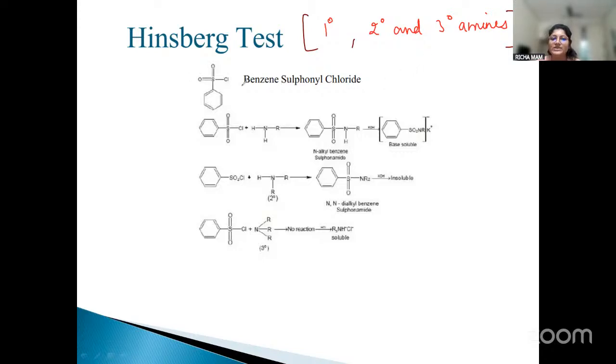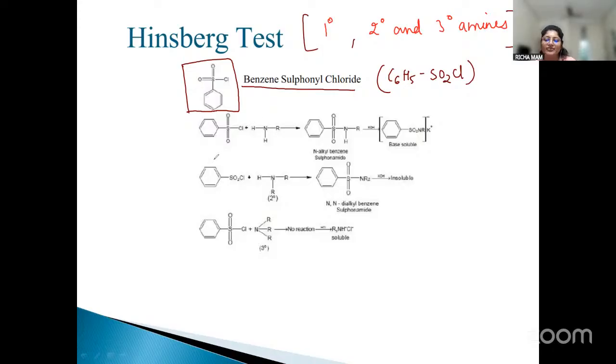So what is Hinsberg reagent? It is benzene sulfonyl chloride, C6H5SO2Cl. You can see the structure. So benzene sulfonyl chloride is known as Hinsberg reagent. It reacts with primary and secondary amines and forms what? Sulfonamide. So you can see here.